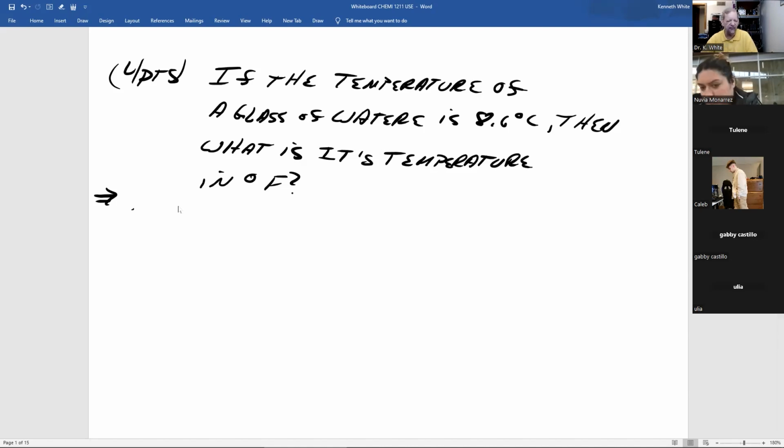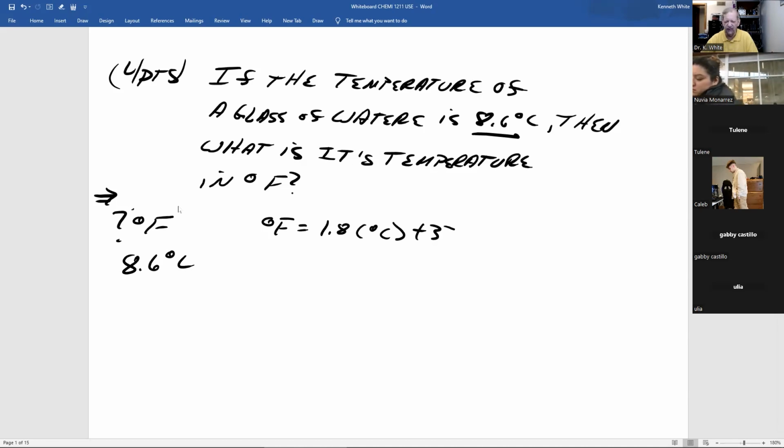What are you being asked to find? Degrees F. What are you given? 8.6 degrees C. Now, there's a formula you use. Degrees F equals 1.8 times degrees C plus 32. And now I'll put in, because I figured out degrees C is 8.6.